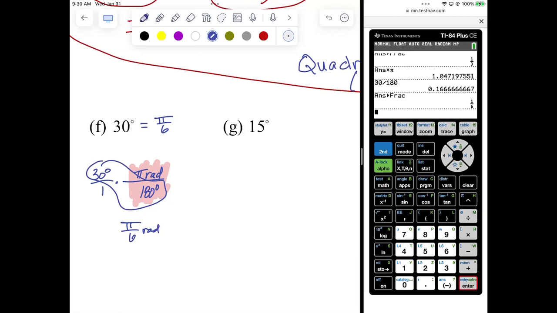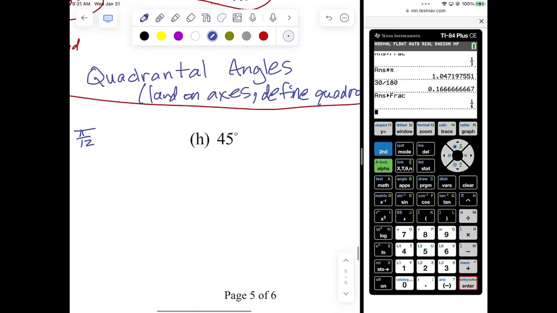If 15 is half of 30, then what's half of pi 6? Pi 12. Okay? Pi 12. Do we need to convert it manually again, or do you got the conversion factor down? You got it. Okay. How about 45?